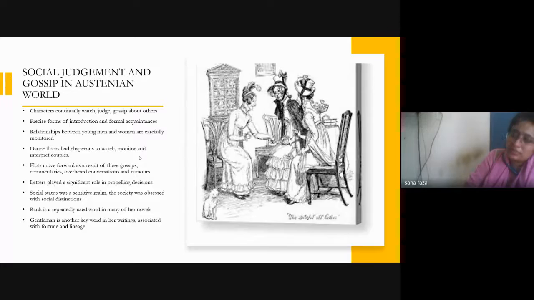Social status was a sensitive realm. The society was obsessed with social distinction. So class was a very important concern at that time. Rank is a repeatedly used word in many of her novels. Gentleman is another key word in her writings, associated with fortune and lineage.